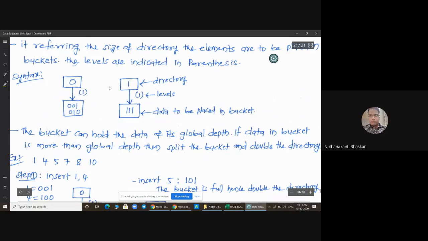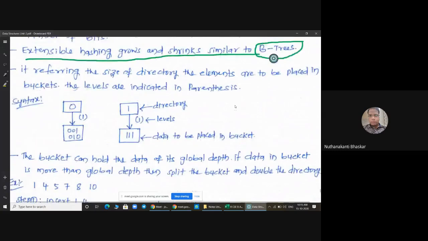Now, do you know what the initial binary numbers are? 0 or 1. First of all, we consider the binary number 0, then we go with 1, correct? So initially, when we observe the buckets, the first bucket indexing value is 0.